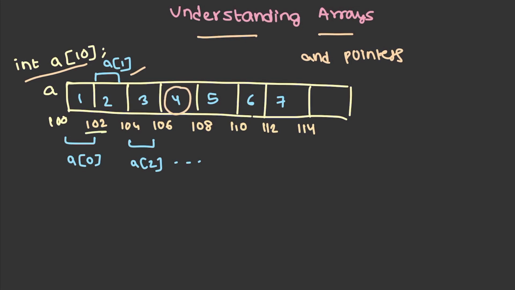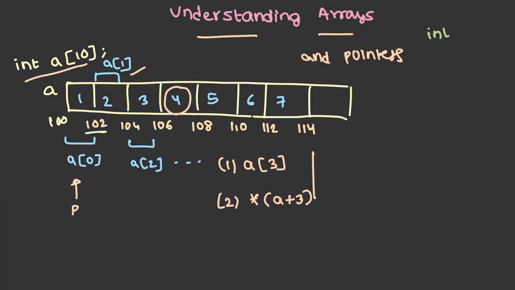Suppose if I want to access this, I can access with its index, or I can access with the name of its array followed by a dereferencing operator. We have seen these two ways so far. Let's try to explore one more way where we try to make a pointer point to the first location of the array. So let's go ahead.